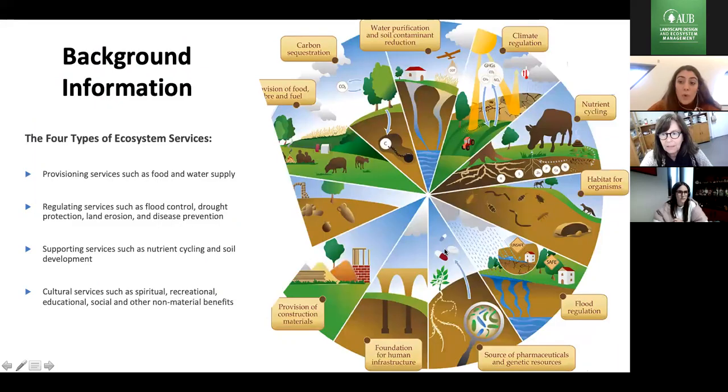So what are the four different types of ecosystem services? We have the provisioning services, such as food and water. We have the regulating services, such as flood control, drought protection, disease prevention, and so on. We have the supporting services, such as nutrient cycling and soil development, and cultural services, such as spiritual and recreational benefits, as well as many other benefits.